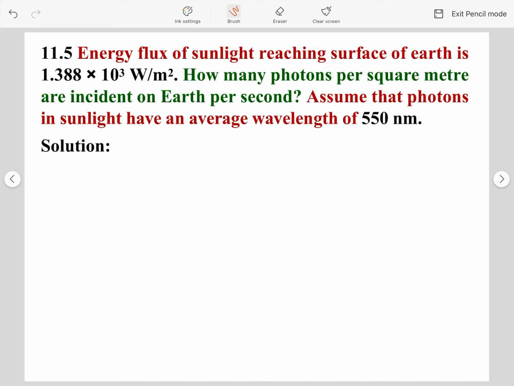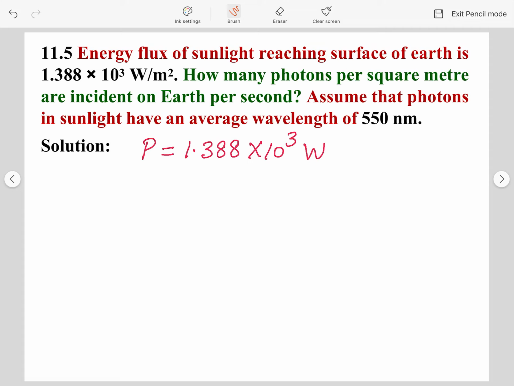Next question. Energy flux of sunlight reaching surface of earth is 1.388 into 10 raised to power 3 watt per meter square. So energy flux is given. Here we can represent it like P. P is equal to 1.388 into 10 raised to power 3 watt.